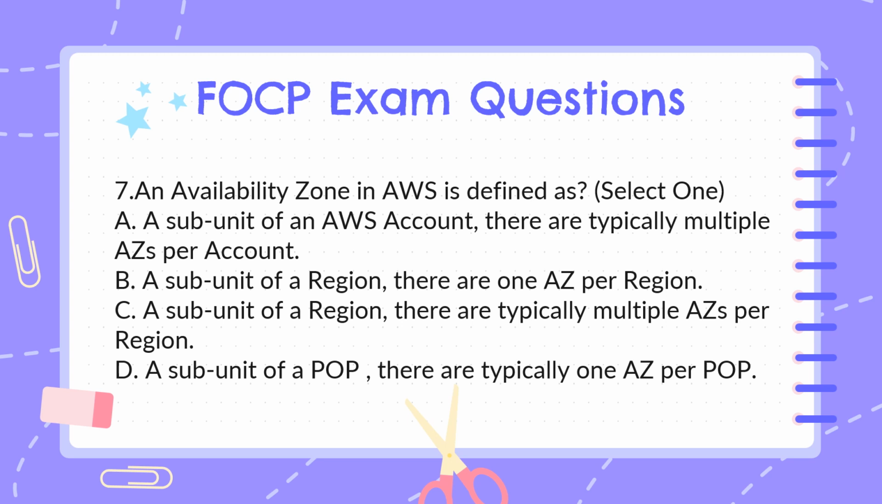7. An availability zone in AWS is defined as? Select 1. A. A subunit of an AWS account. There are typically multiple AZs per account. B. A subunit of a region. There is one AZ per region. C. A subunit of a region. There are typically multiple AZs per region. D. A subunit of a POP. There is typically one AZ per POP.